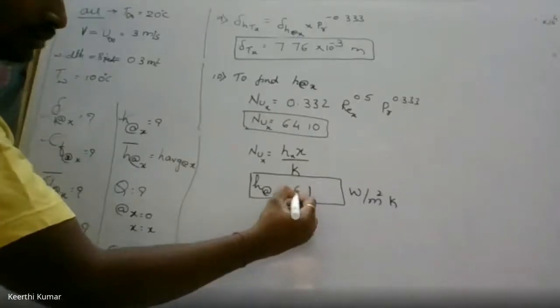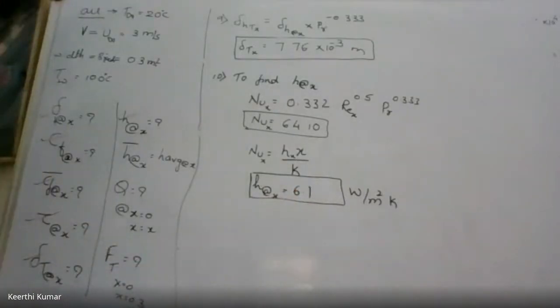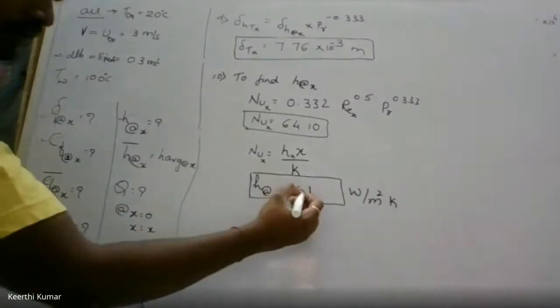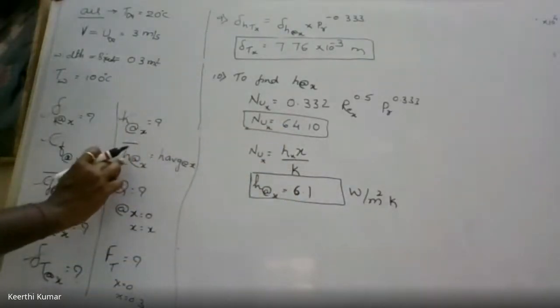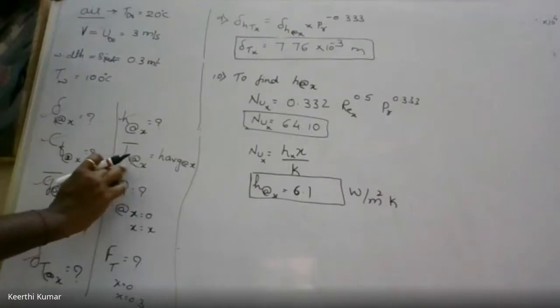So 6.1, sir. 6.1. So this is the value of hx. 6.18. That's it, sir. 6.107. Oh, okay, no problem. 6.1. So this is finished. Then what is it asking? Average h value.